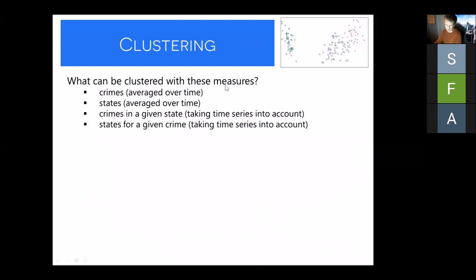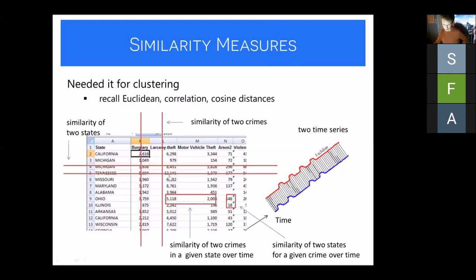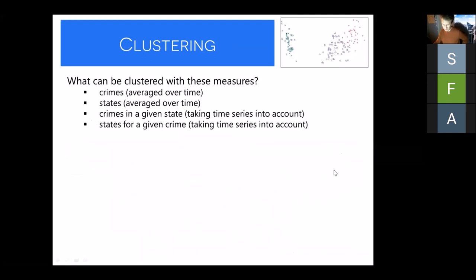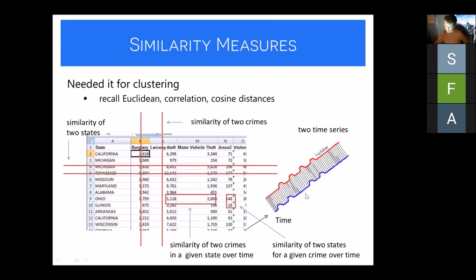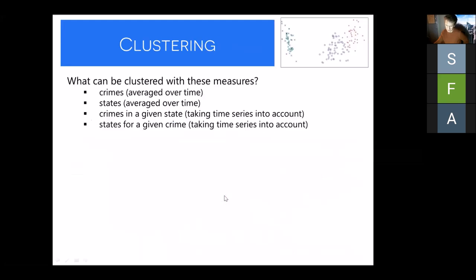So what you can cluster with these measures: you can take the crimes and average them over time. Then you get a little better assessment of crime. If you didn't look at time, you just look at one particular year. If you average them over time, you can look at the crimes as a whole. Maybe there are some outliers, and by averaging you eliminate those outliers.